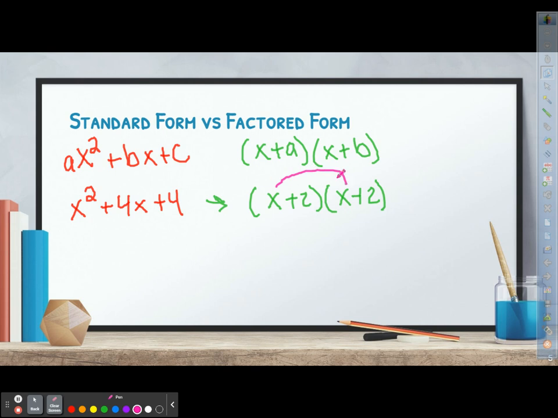You would do x times x to get x squared, x times 2 to get 2x, 2 times x to get 2x, and 2 times 2 to get 4. And 2x plus 2x is 4x. So x squared plus 4x plus 4. So notice you get the same expression when you multiply it out. So this is standard, this is factored form.